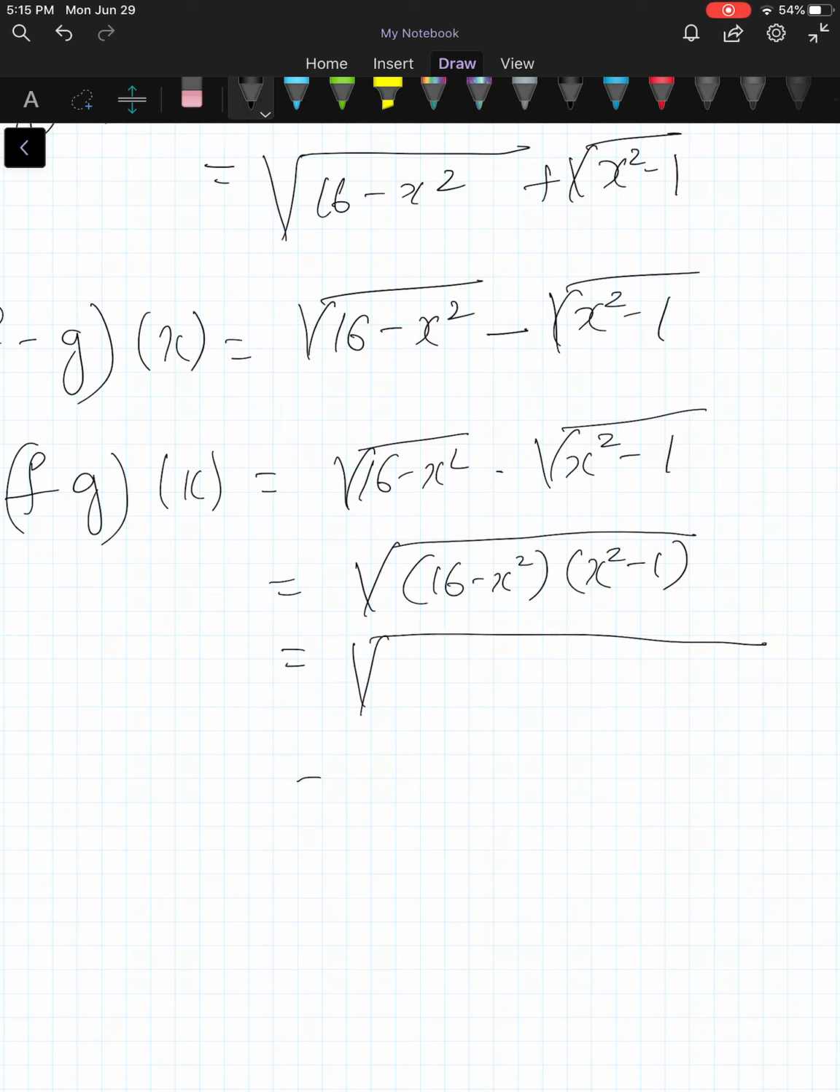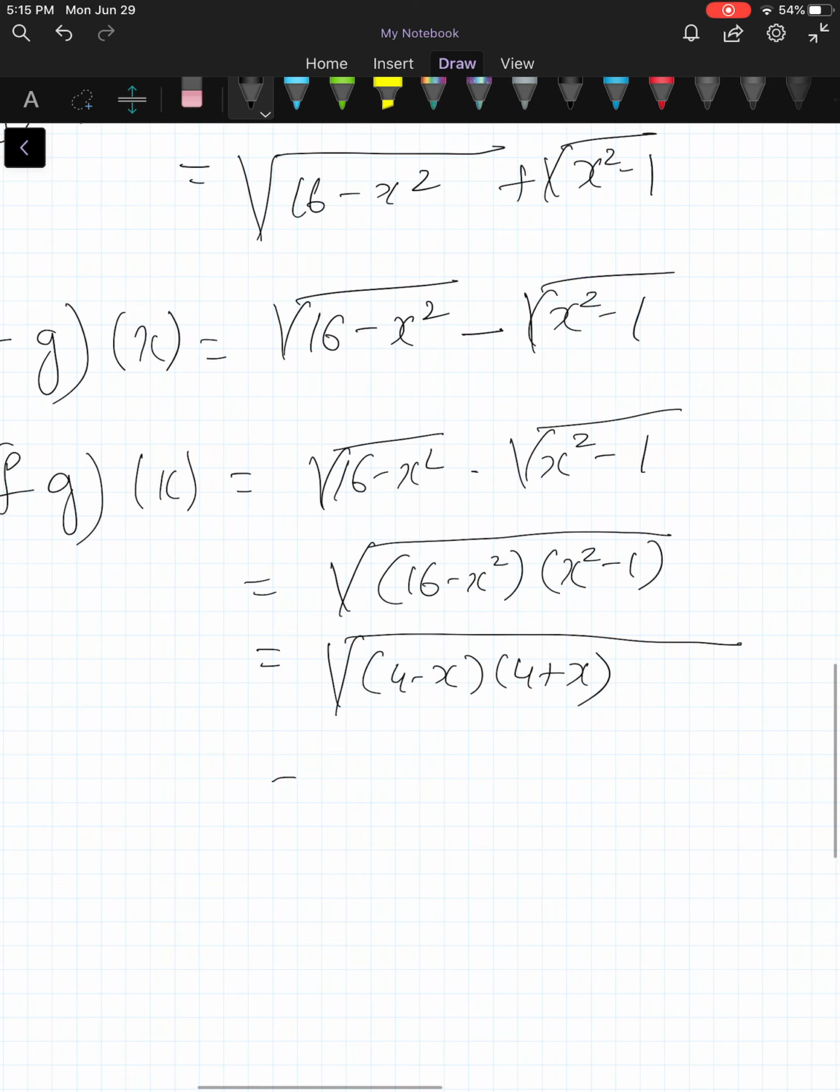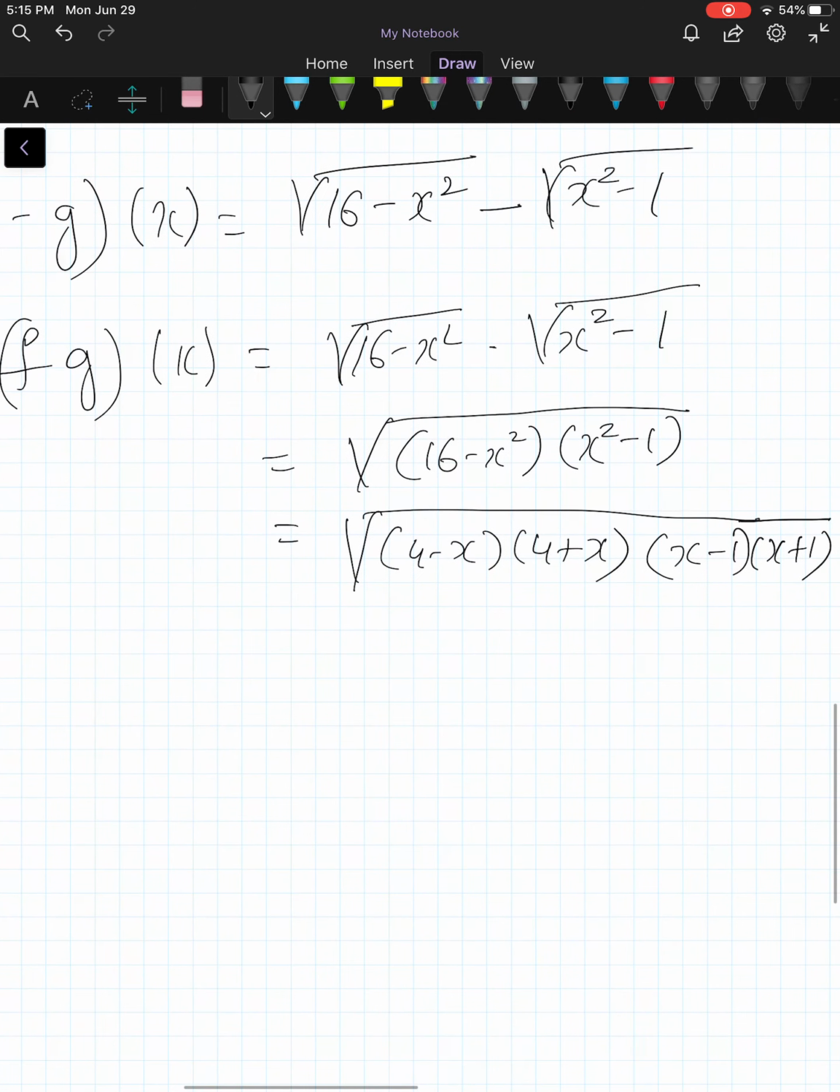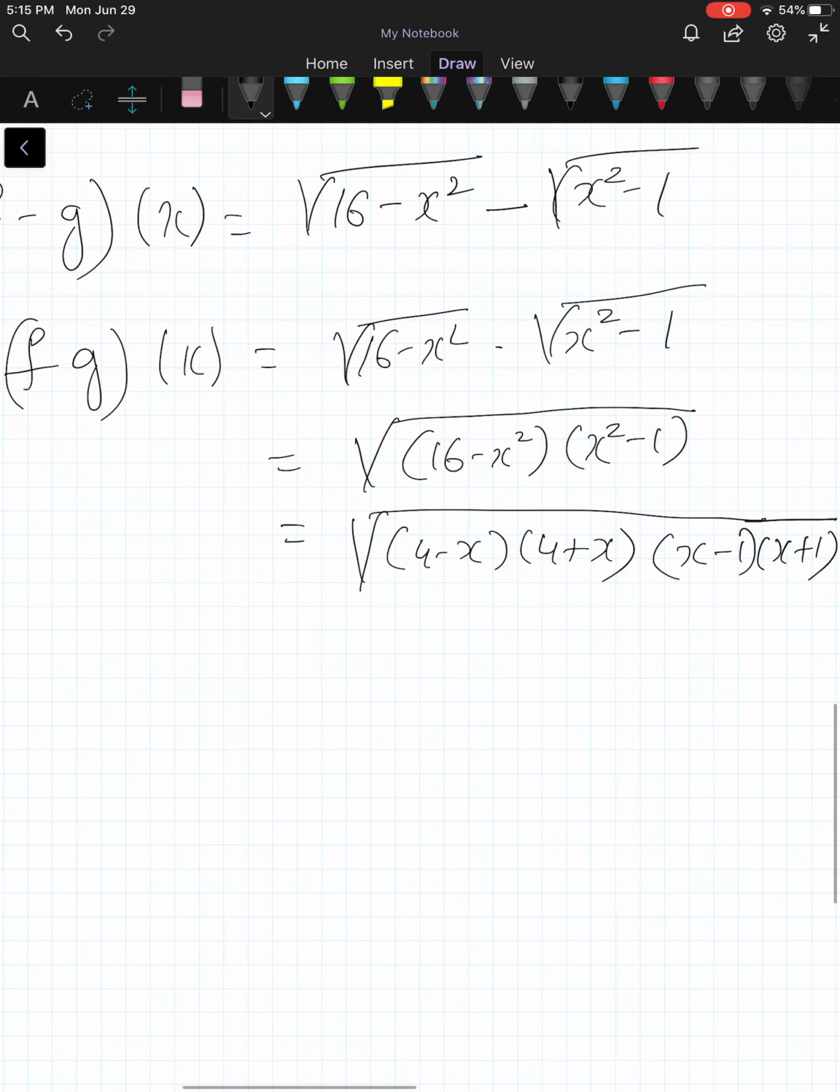So this would be 6 square root of 4 minus x times 4 plus x, applying the special factoring formula, that is a square minus b square, and x square minus 1 would be x minus 1 times x plus 1. Okay, so I'll leave it here.